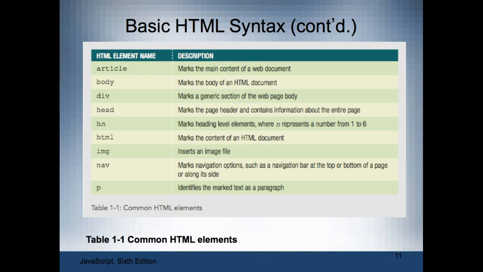HTML marks the content of an HTML document. An IMG inserts an image file. Nav marks navigation options, such as a navigation bar at the top or bottom of a page or along its side. And P identifies the marked text as a paragraph.